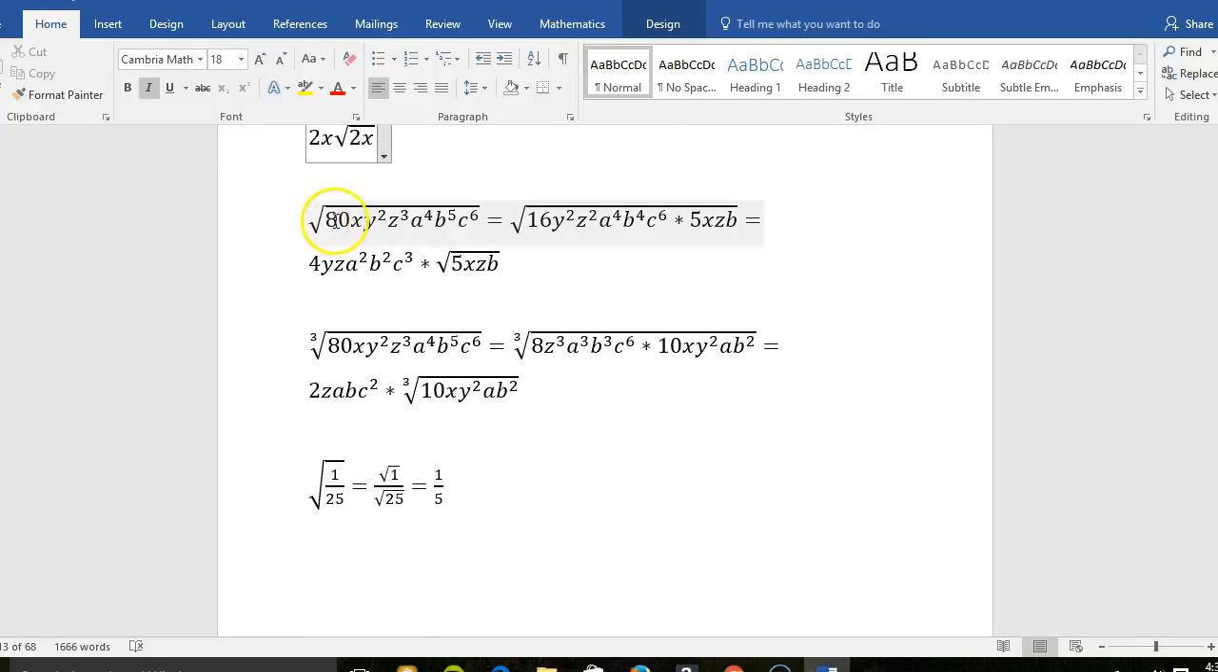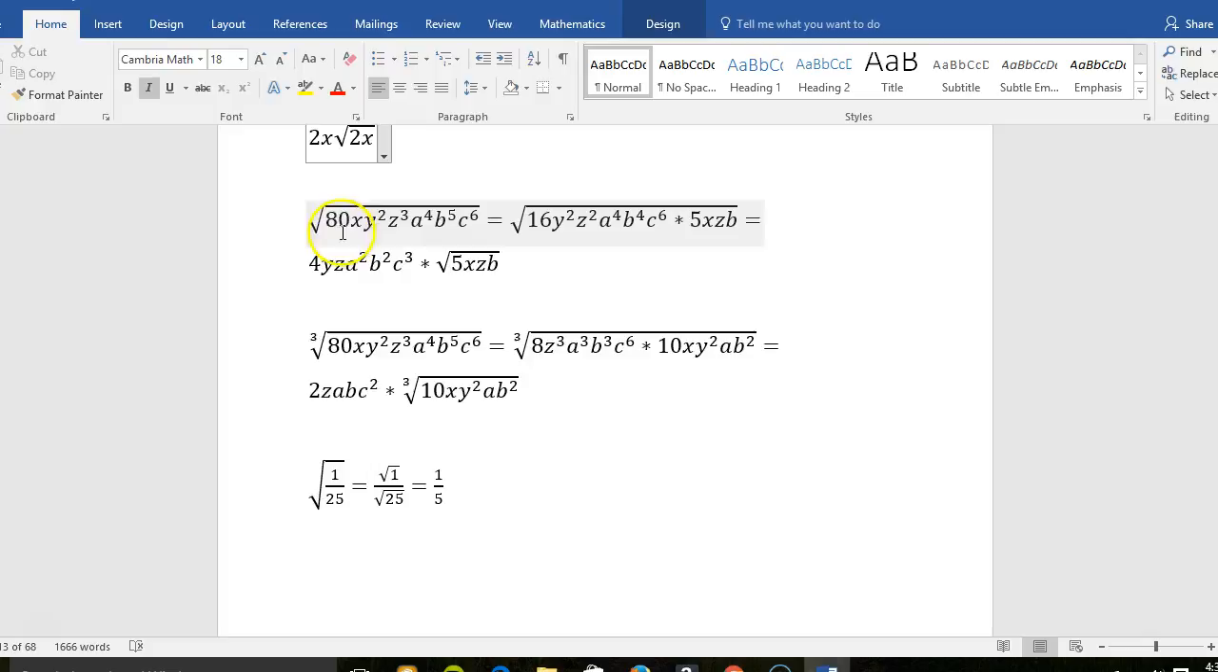let's look at this, like the square root of 80xy squared z cubed a to the fourth b to the fifth c to the sixth. We've already done one like this. We're just doing the square root. Anytime you do the square root, there's a hidden index of 2 that you can't see. I don't know why mathematicians chose it to be that way. I wish they'd put the 2 up there, but oh well. Now we don't want a perfect cube or perfect fourth order. We just want the perfect square, the perfect order 2.